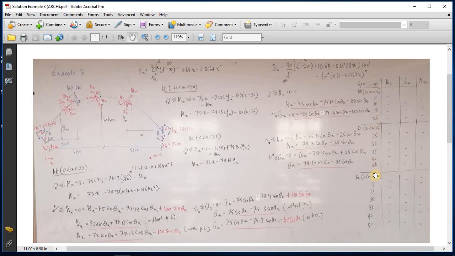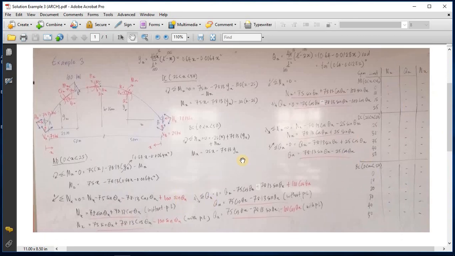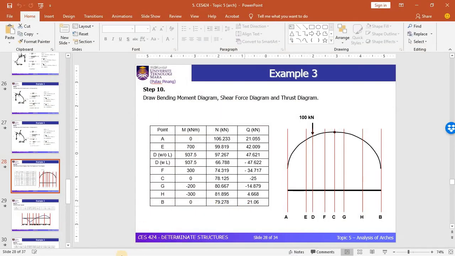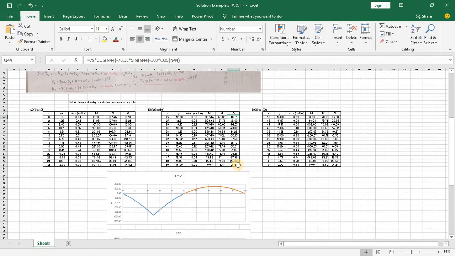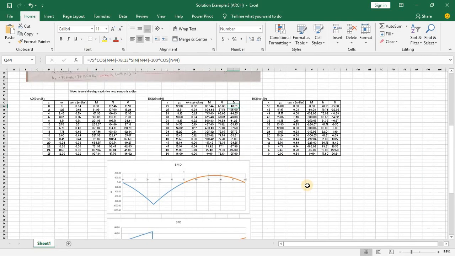The first column represents the span limits, which are A to D, D to C and B to C. You may consider an interval of 5 meter. By using the general equation in each range, you may get all this data. Based on this data, you can plot the graph of each diagram. For instance, here I have plotted the graph using Excel. If you know how to use Excel, you can formulate all the equations that you have derived in an Excel template.